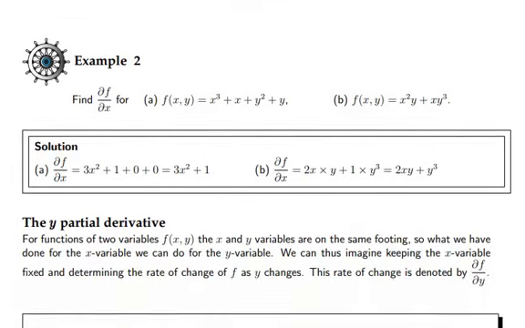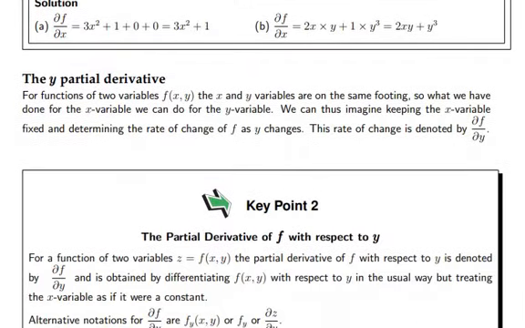In a similar way, we can obtain the y partial derivative. For any function of two variables f of x, y, the x and y variables are on the same footing, so just as we have done for the x variable, we can do it for the y variable also. We can thus imagine keeping the x variable fixed and determining the rate of change of f as y changes. This rate of change is denoted by del f by del y.